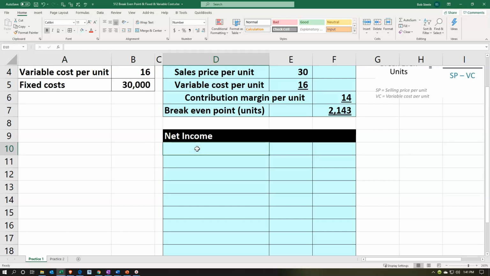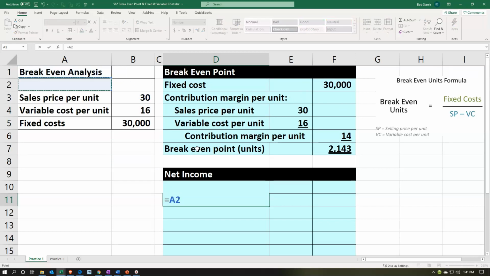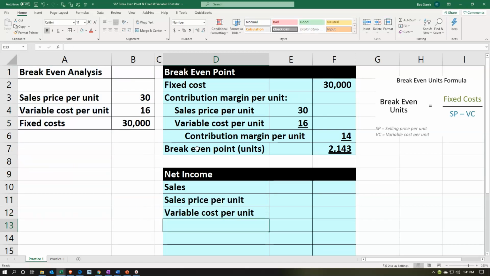So we're going to take then the sales. Let's break the sales out into the sales per unit. So we'll take the sales price per unit, and then we'll take the variable cost per unit, and that's going to give us our total sales number. So the sales price per unit, we're going to say that that's going to be the $30. The variable cost per unit is going to be 16.